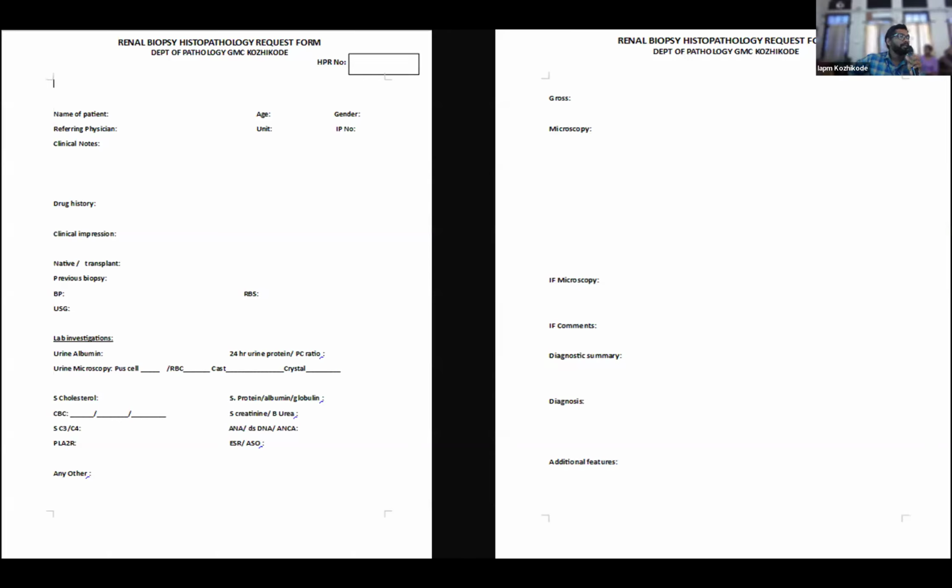So in renal biopsy, it is very important to have a proper request form, because our diagnosis is largely dependent upon clinical history.